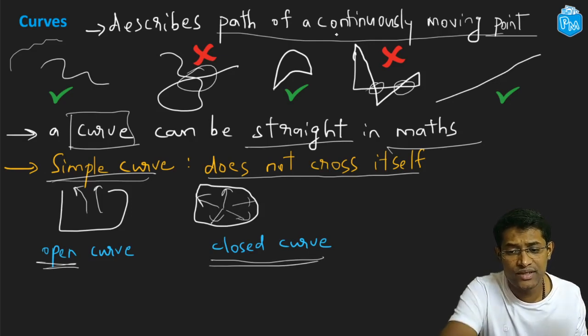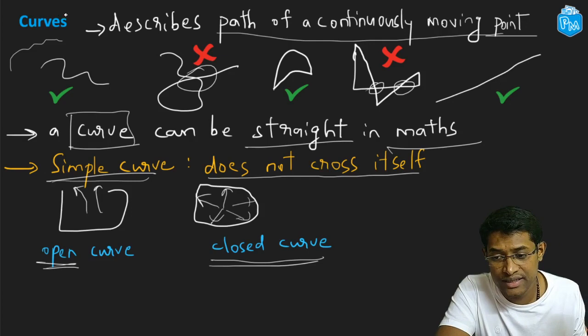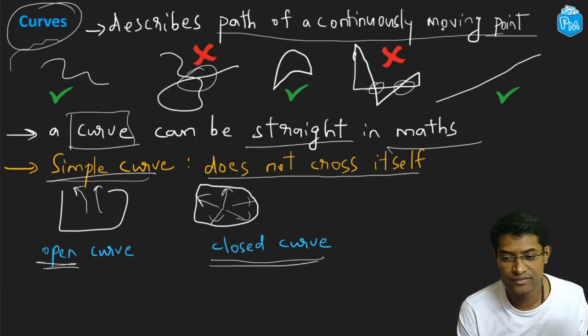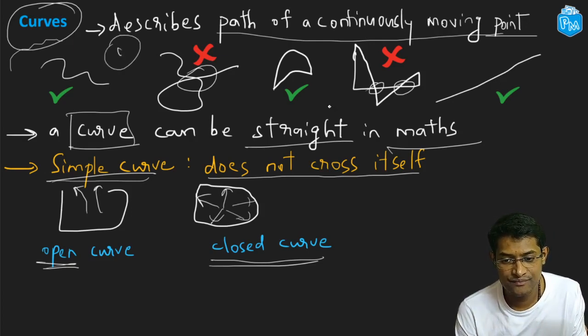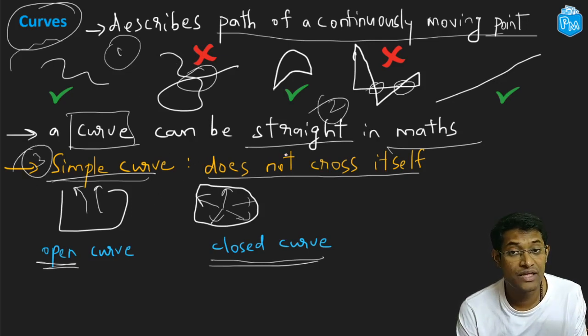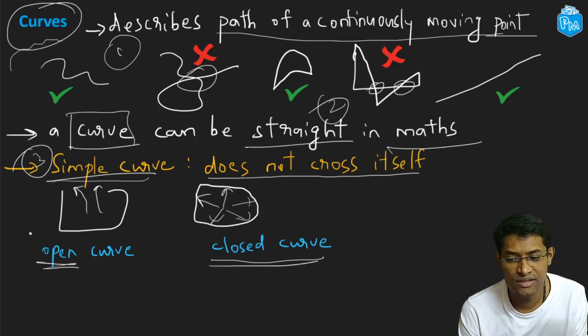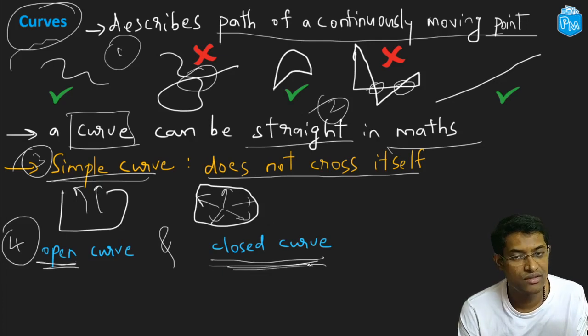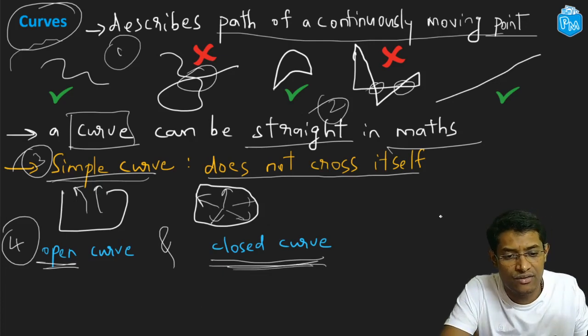All right, let's quickly revise. What all did we learn? We learned that a curve is nothing but the path of a continuously moving point. We saw that curves can be straight in maths. That's the second point we learned. And we learned what simple curves are. Curves that don't cross each other are simple curves. We learned about open curves and closed curves. In this type of figure, you see that this point is not meeting over here, so it's open. This is an open curve. This is a closed curve. All right, let's get on.